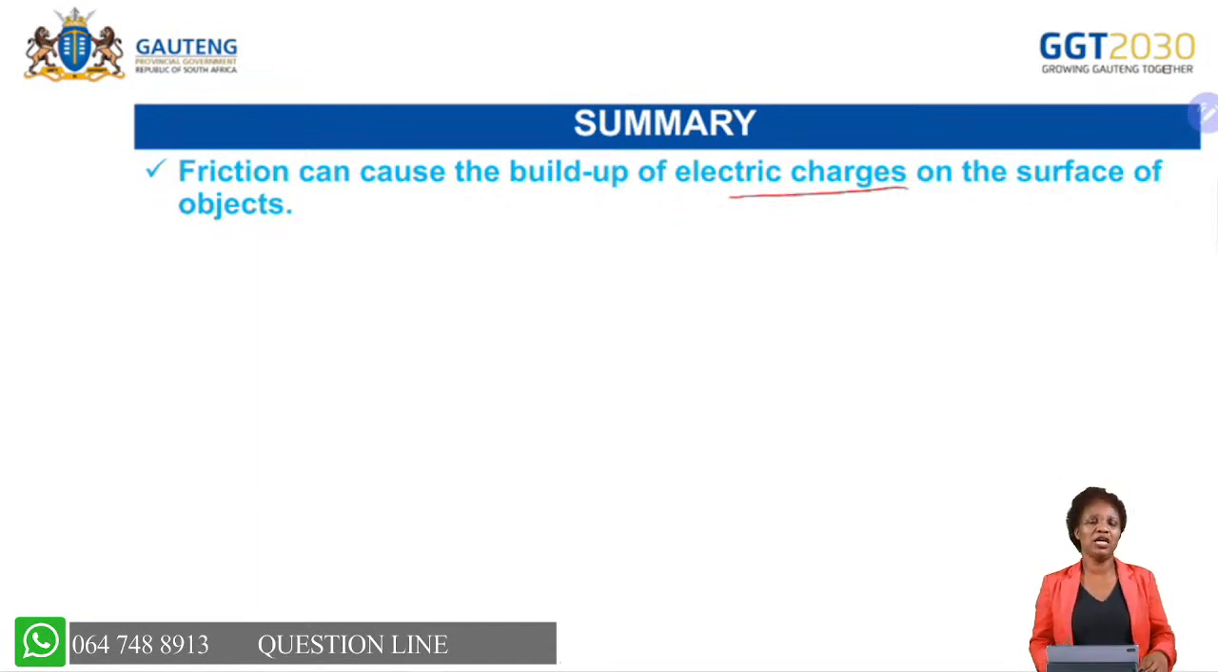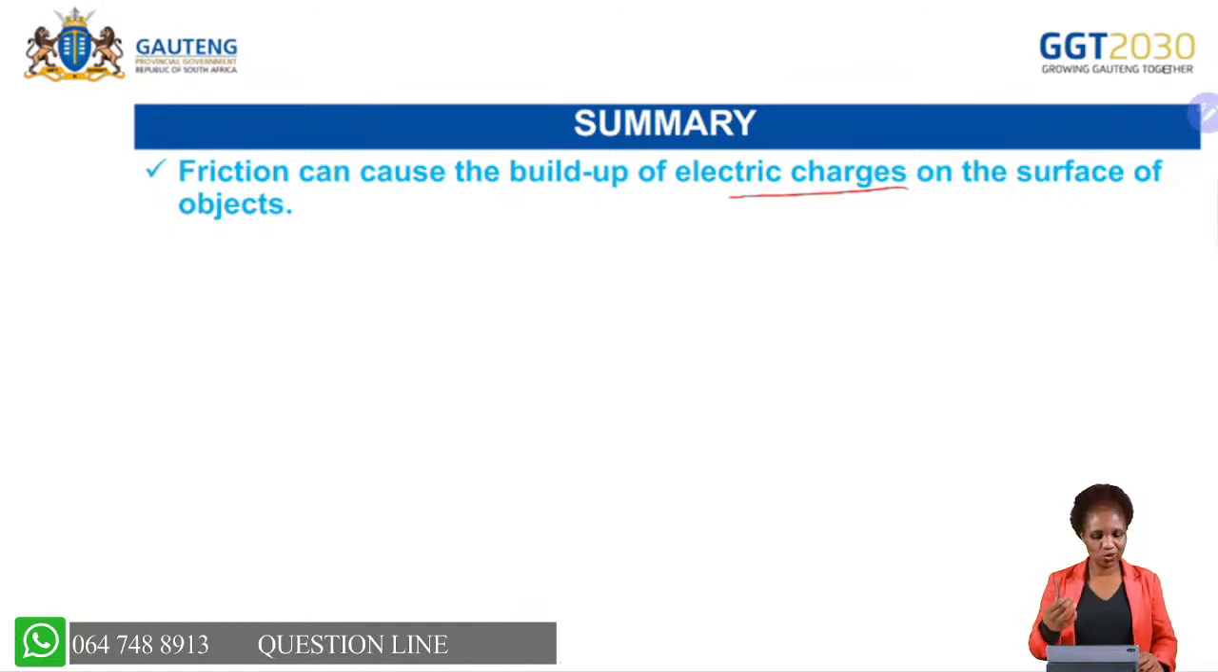For example, let's take a silk cloth and a glass rod, and then we rub these two together. What's going to happen? The electrons are going to be transferred from the glass rod onto the silk cloth, and then the silk cloth is going to gain more electrons. Therefore, it will be negatively charged because electrons are negatively charged. And then the glass rod is going to be positively charged. Why? Because it has lost electrons. Do you get that?